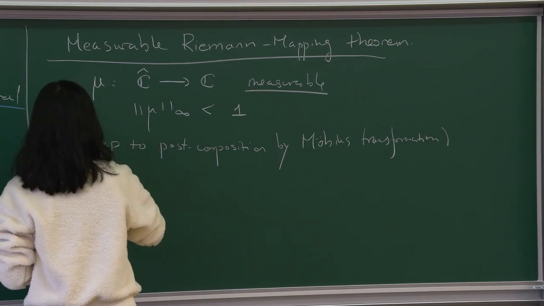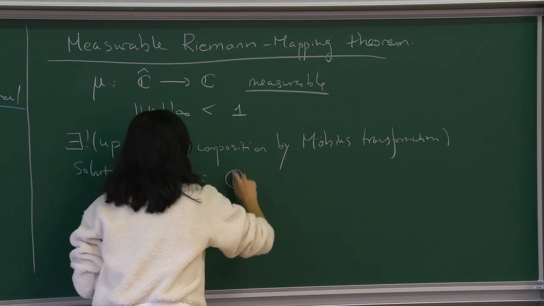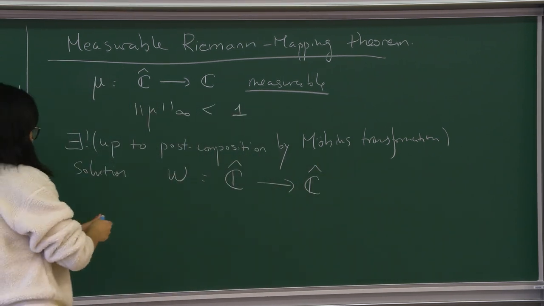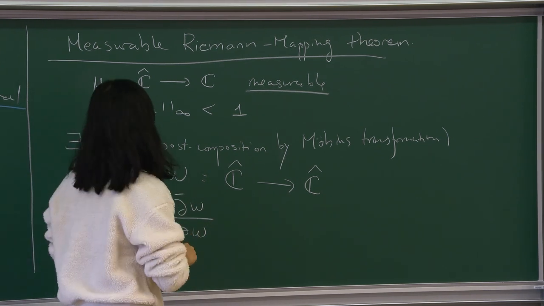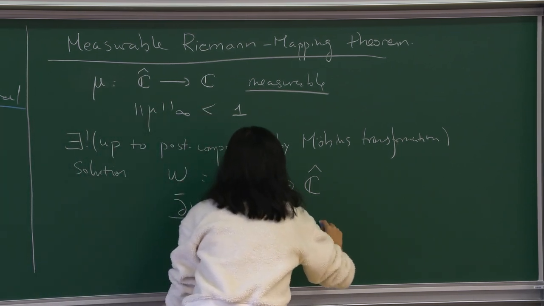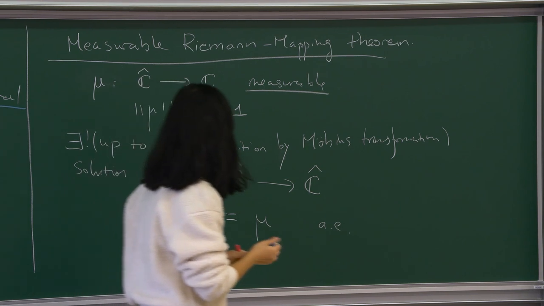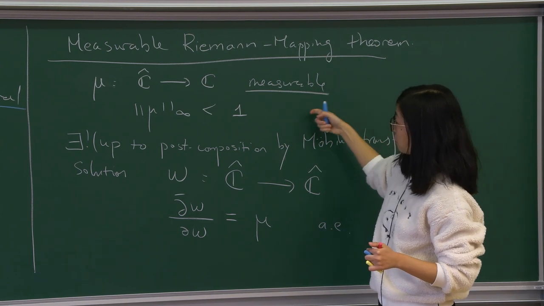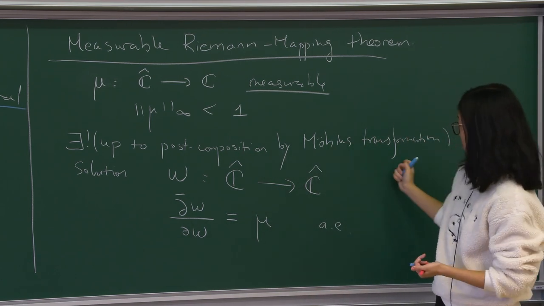a solution W from the Riemann sphere to the Riemann sphere such that d bar of W over d of W equals mu almost everywhere. All right, if mu is 0 everywhere, this would just be the Riemann mapping theorem for the sphere. There exists a unique one, which is a Möbius transformation itself.